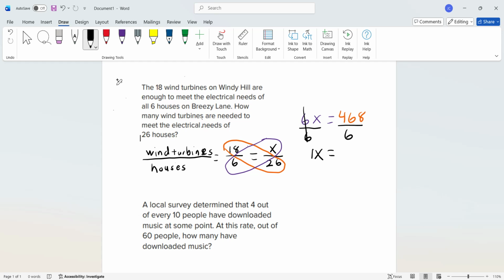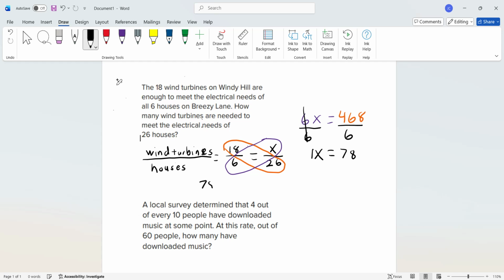So when I end up doing 468 divided by 6, I end up getting 78. So I now know that 78 wind turbines are needed for 26 houses. But I have to write that as a sentence. So let's just write that. The question was, how many wind turbines are needed to meet the electrical needs of 26 houses?